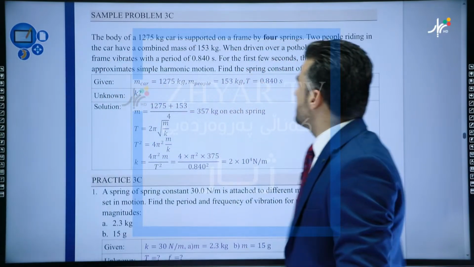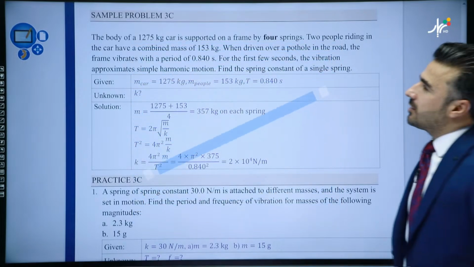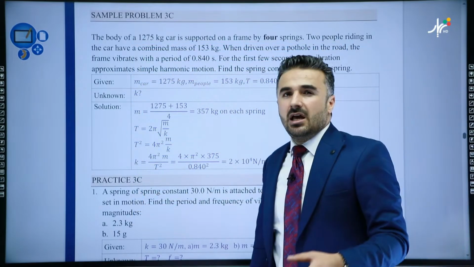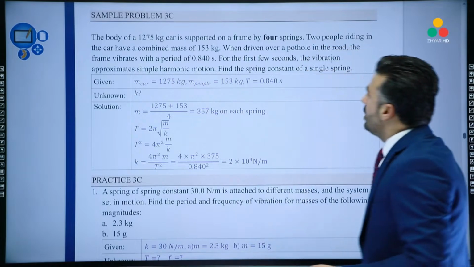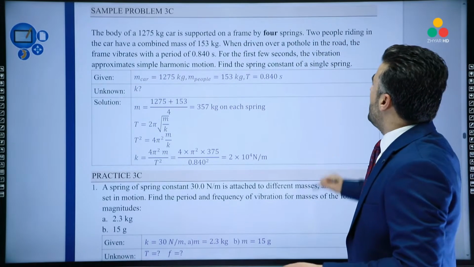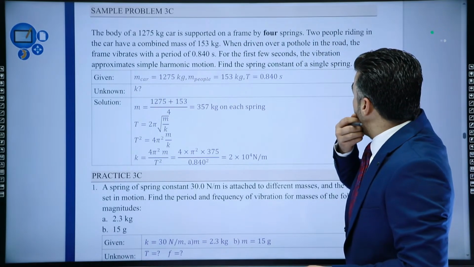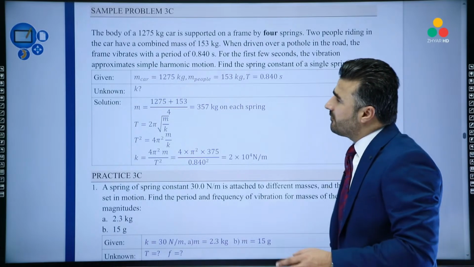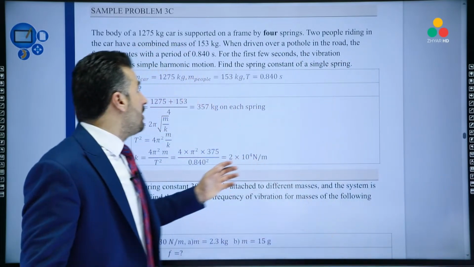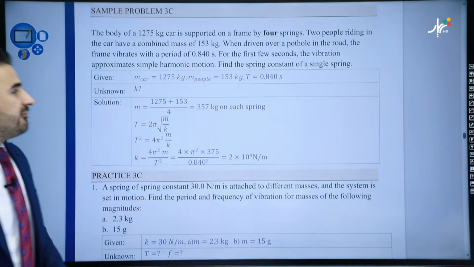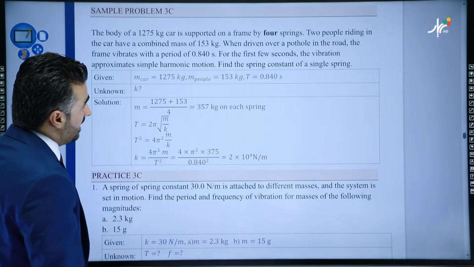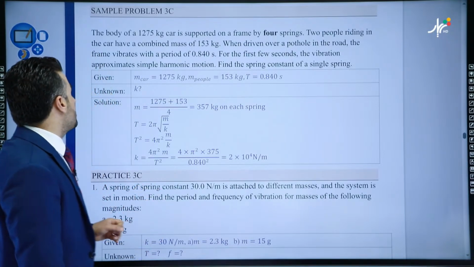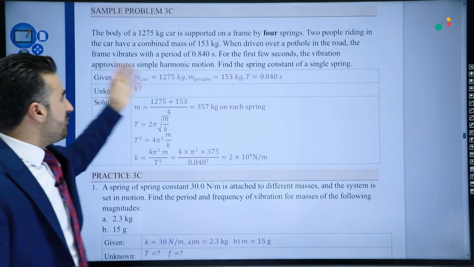We have 4 springs. Now, 2 people riding the car have a combined mass of 153 kilograms. When driven over a pothole in the road, the frame vibrates with a period of 0.840 seconds for the first few seconds. The vibration approximates simple harmonic motion.